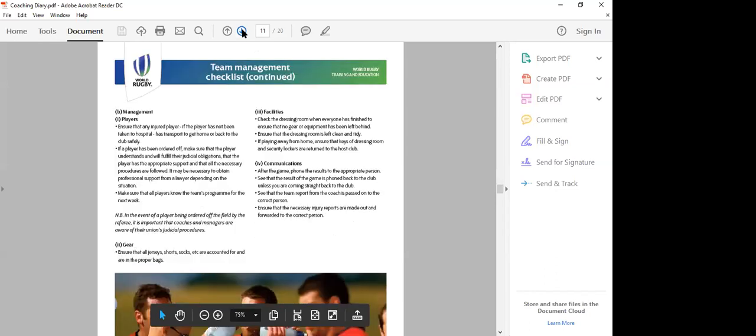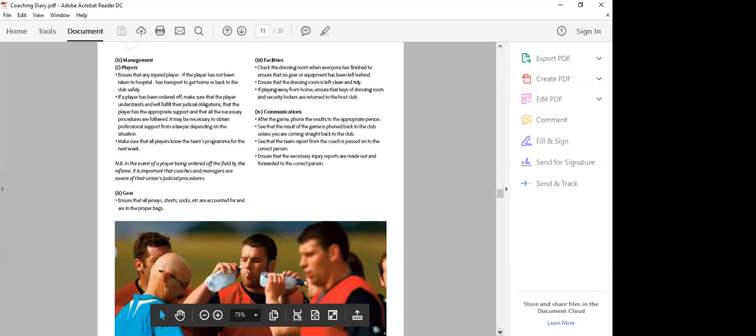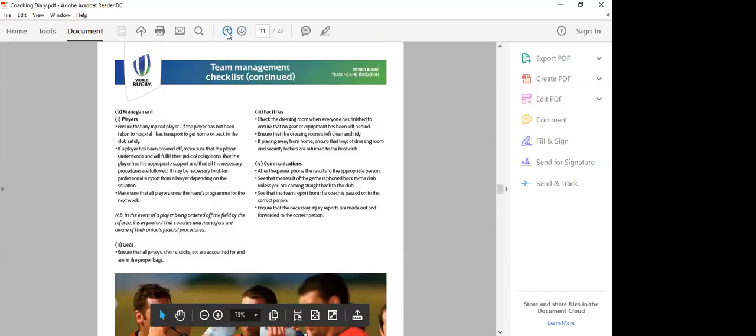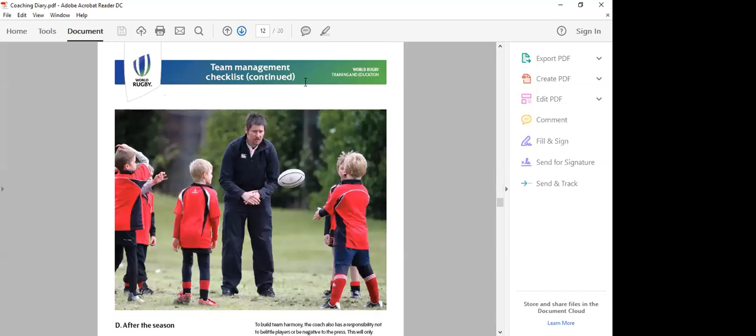Next page. More or less the same. We are now talking about management, players, facilities, communications. Again, those are aspects that you can read. And mainly team management, and then, of course, after the season and all that. So those are things that I can actually read.